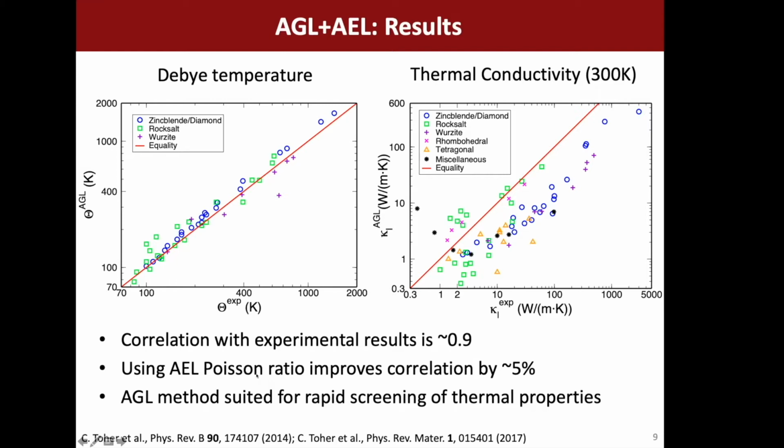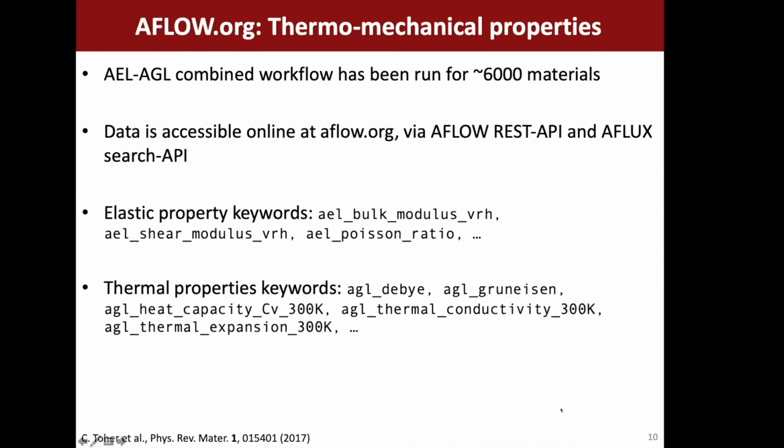It's called the Cauchy ratio. But using the one from AEL, by comparison, so the actual calculated value, improves the correlation by about 5%. In general, this method, while it doesn't always give you quantitatively accurate results, is useful for rapid screening of thermal properties because it tends to get reasonably accurate trends. Okay, let's talk in a bit more detail about the actual workflow itself, so the actual software.